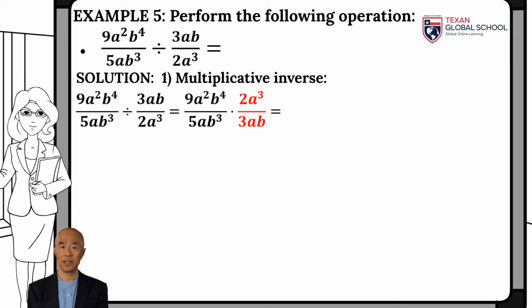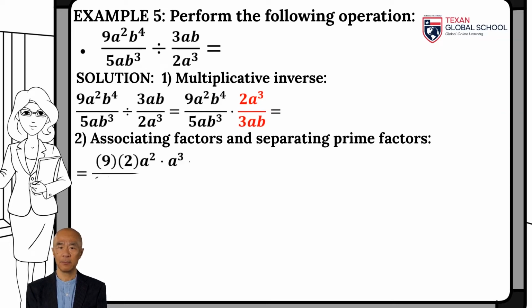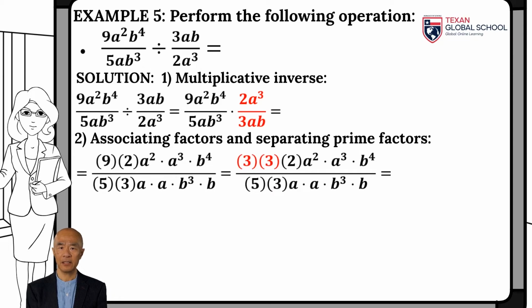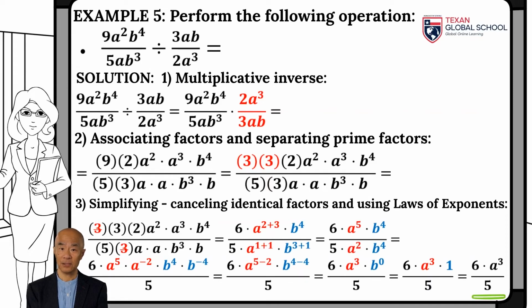In the following example, we will perform the division of two algebraic fractions. We then obtain the multiplicative inverse of the divisor. In a simple way, we simply change the numerator for the denominator and denominator for the numerator. This implies that instead of dividing, we multiply. Then we do the direct multiplication, numerator with numerator and denominator with denominator. We associate factors and obtain prime factors of the numerical coefficients to simplify. We then cancel 3 with 3. Finally, we simplify using the laws of exponents, adding factors with equal bases, and then subtracting equal bases that are dividing. So, results 6a cubed over 5.